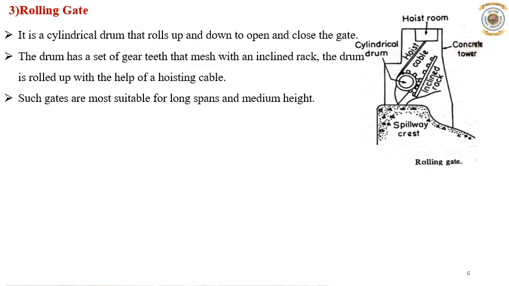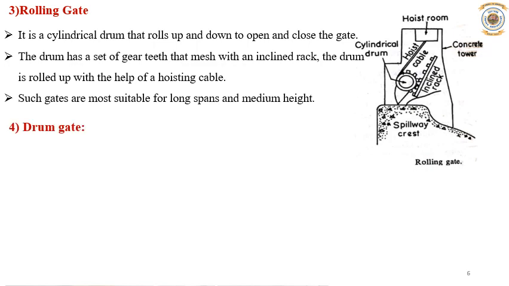So you can see there is a hoist cable which is controlled by a hoist, and you can see the cylindrical drum, which is rolling on inclined rollers. So the rolling gates are preferred for long spans and moderate height.